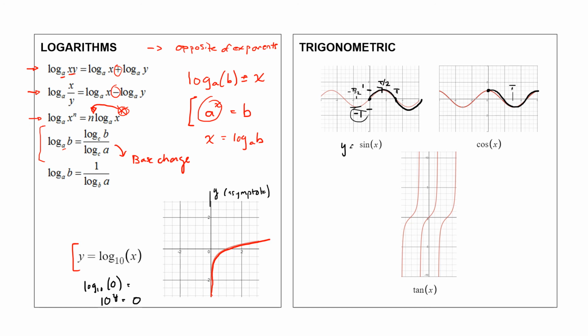On the other hand, a cosine function here is even. You notice we have symmetry right about this line, right? Everything matches. This point matches to this point matches to this point. This is an even function.